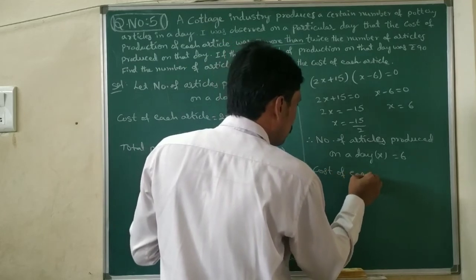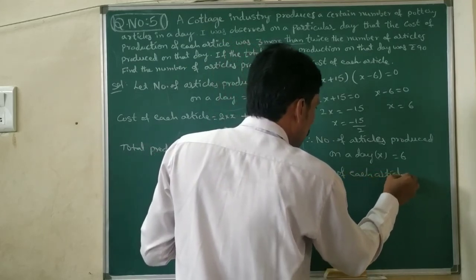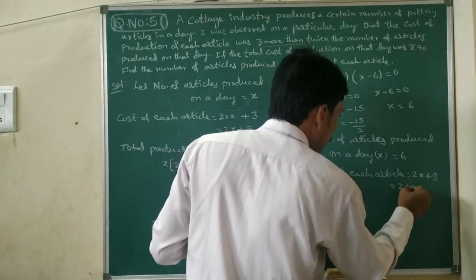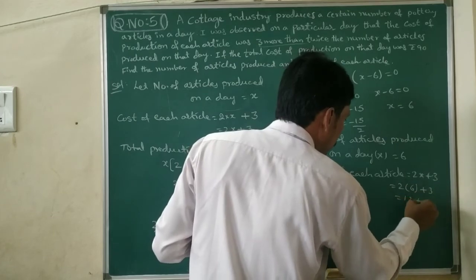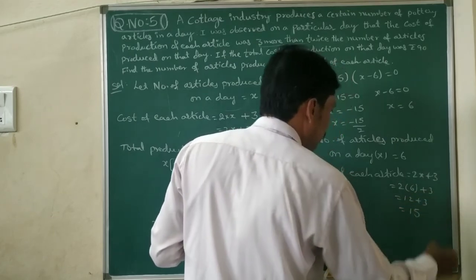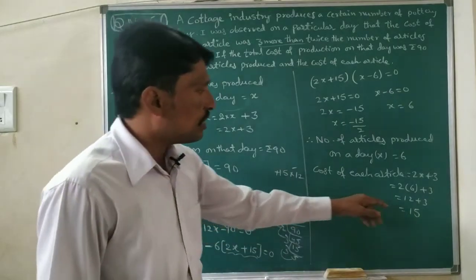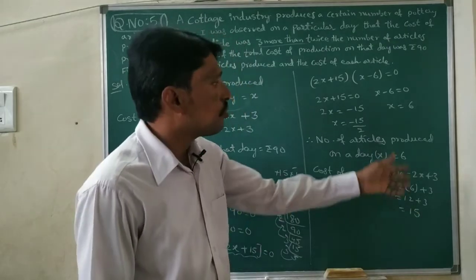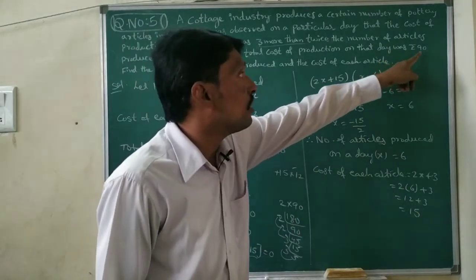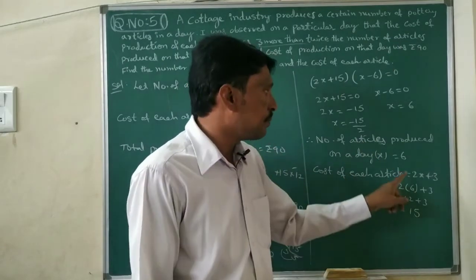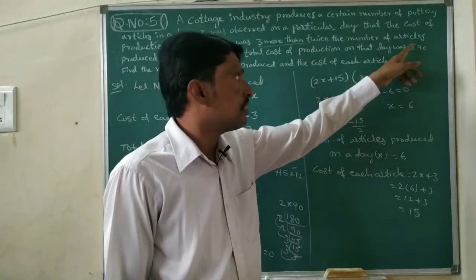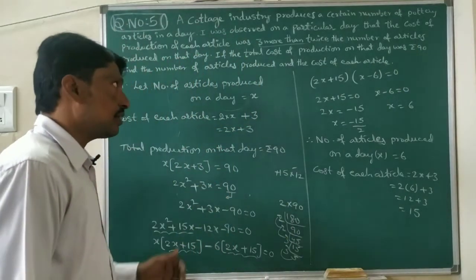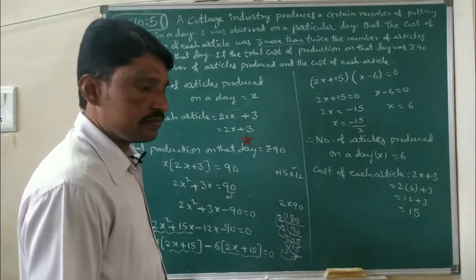Cost of each article equals 2x plus 3, that equals 2 into the x value 6 plus 3, that equals 12 plus 3, that equals 15. So the cost of each article is 15 and the number of articles is 6. Now we should check the total production. Total production will be 90, meaning 6 into 15. 6 15s are 90. So this is about the cost of each article and the number of articles.